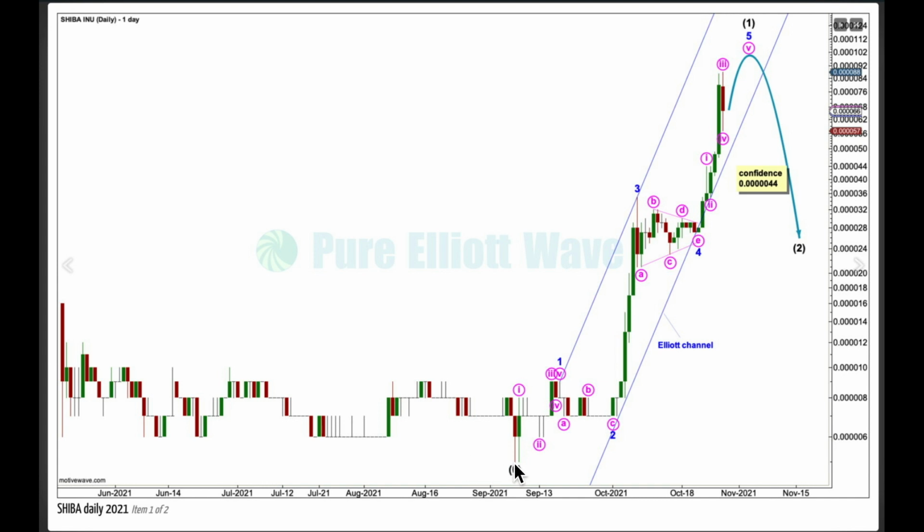I could have put it on here, but the invalidation point is right down at the start of this wave count at this low here, which I think is the 5th of September.